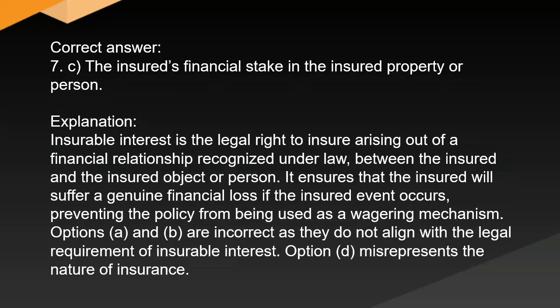Correct answer: C. The insured's financial stake in the insured property or person. Explanation. Insurable interest is the legal right to insure arising out of a financial relationship recognized under law between the insured and the insured object or person. It ensures that the insured will suffer a genuine financial loss if the insured event occurs, preventing the policy from being used as a wagering mechanism. Options A and B are incorrect as they do not align with the legal requirement of insurable interest. Option D misrepresents the nature of insurance.